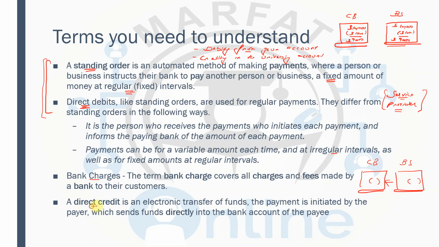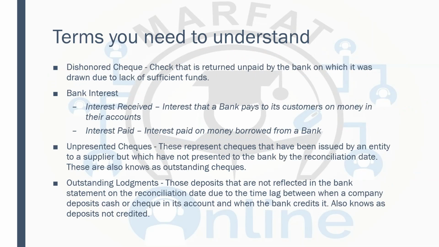Similarly, we have the direct credit, when someone directly transfers money into your bank account. I've already given you the example in the introduction that it will be displayed in your bank statement, but you are not aware of it yet. So when you realize that someone has transferred a payment into your bank account, you will adjust it in your cash book. Similarly, we have the dishonored check.